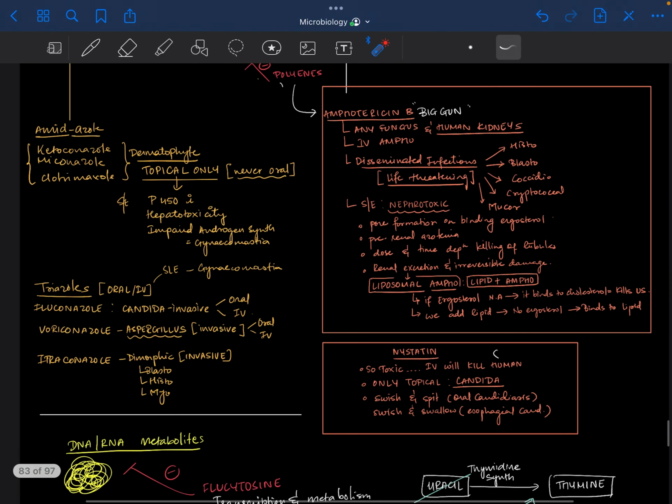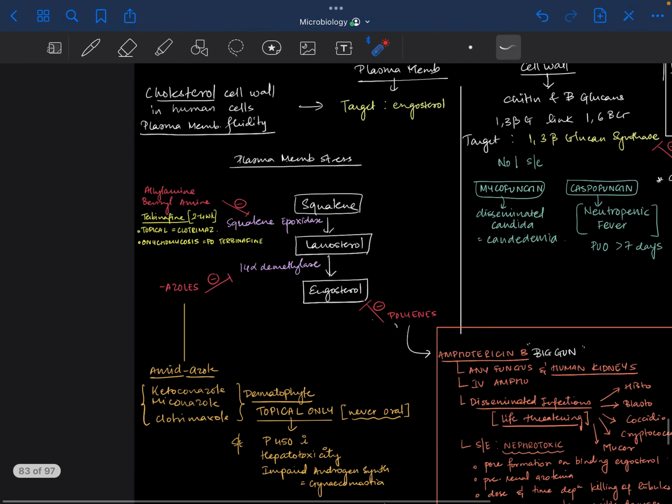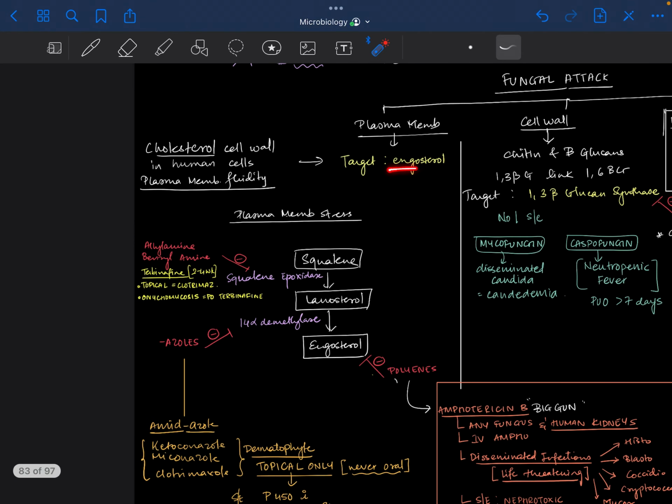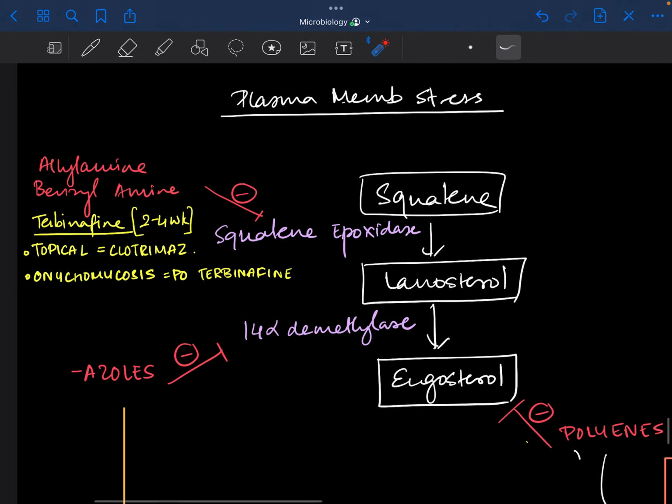Now let's go one by one to the drugs. Okay, the first thing that we discussed was plasma membrane stability, which was by ergosterol. Now, how do we create stress? By attacking this ergosterol pathway. So the first part was squalene. Squalene is made into lanosterol by squalene epoxidase. Now, allylamines and benzylamines are going to block the conversion of squalene into lanosterol.